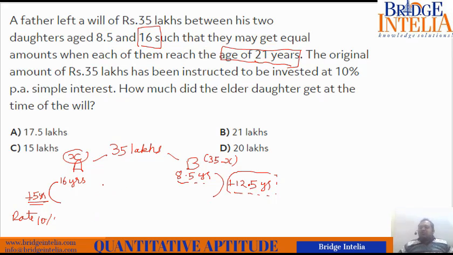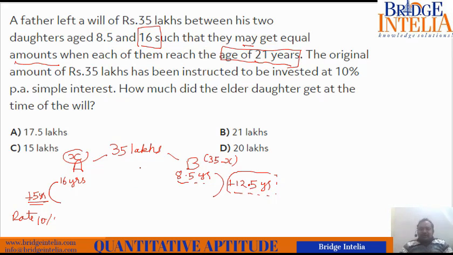So what was the purpose behind doing this? Why was the father doing this? Because he wanted each of them to get equal money, so that they may get an equal amount. So the idea or the purpose was that on their 21st birthday, they both get the same money. So that was the purpose.